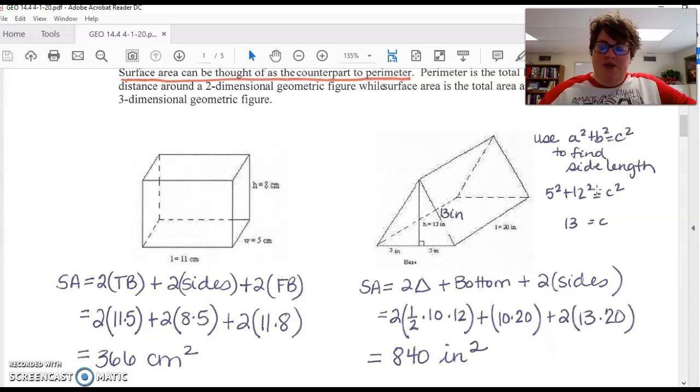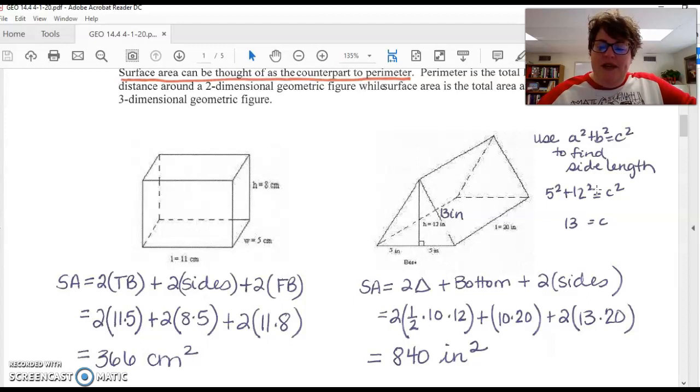So we need 2 triangles, the front and the back of the tent. We need a bottom of the tent, and then we need the 2 sides of the tent. So for my 2 triangles, we're using the area formula, 1/2 base times height. So 1/2 times 10 times 12. And then the bottom is 10 times 20.